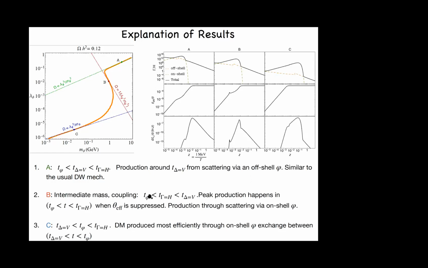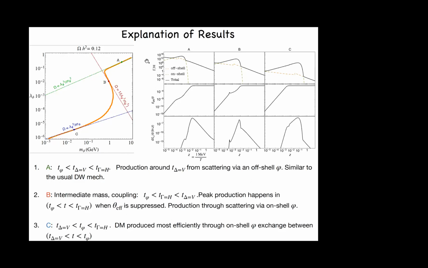But then the reactions fall out of equilibrium even before you reach peak production. So this is the hierarchy that governs it. And then in that case, as you can see, your peak production happens even when theta is suppressed. So you are in a regime where theta is still not the vacuum value and your peak production is still suppressed. Peak production still happens.